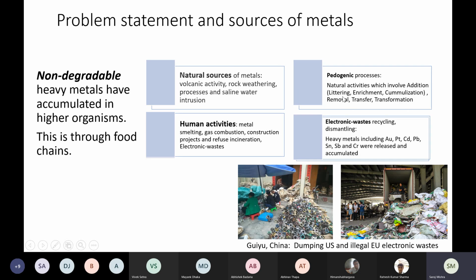Or it could be man-associated activities, not necessarily related to industry. Sometimes there is littering, you carry out enrichment, you take soil from one place to another, and so forth. Or there are electronic wastes which are constantly dumped, for example, which bring in gold, platinum, cadmium, lead, strontium, chromium, etc. All of these are also released. Okay.